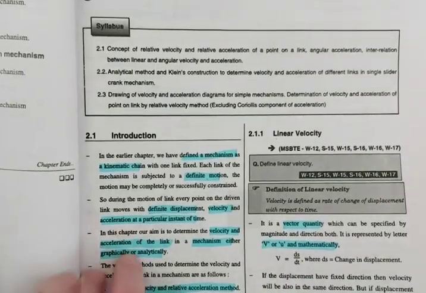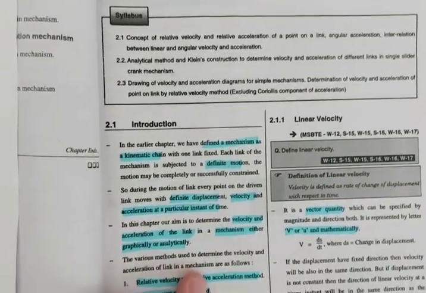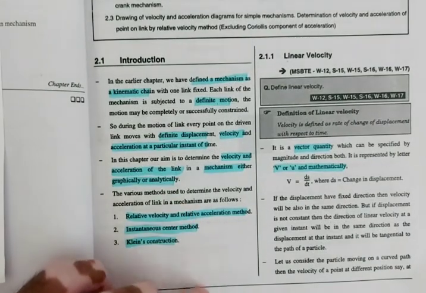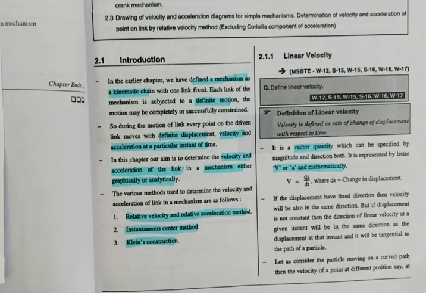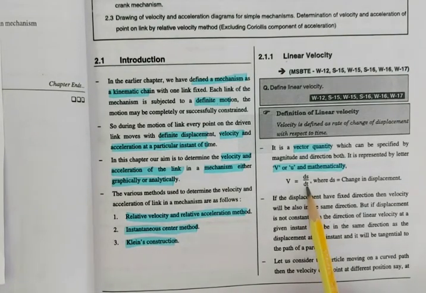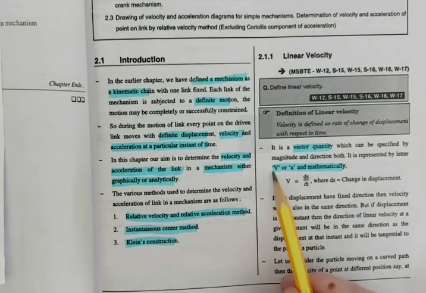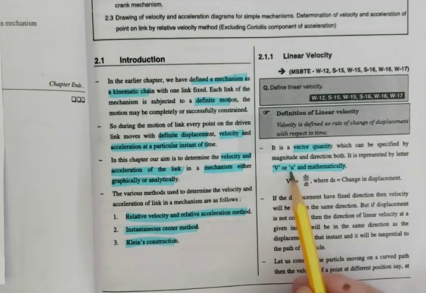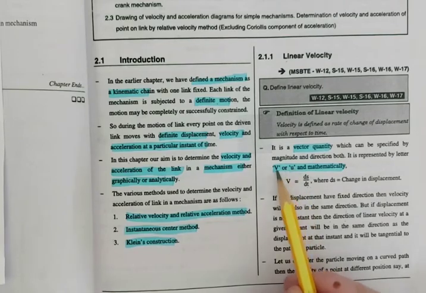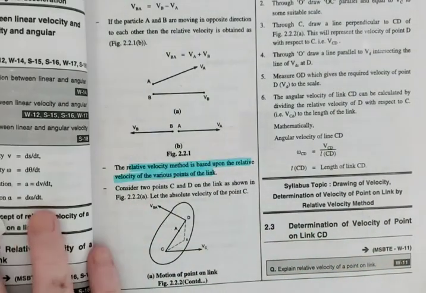Now linear velocity. Linear velocity means velocity is defined as rate of change of displacement with respect to time, means ds upon dt. ds means the change of displacement and dt is the change of time. So it is a vector quantity and it is denoted by v or u. u means initial velocity, v means final velocity, that we will see further.